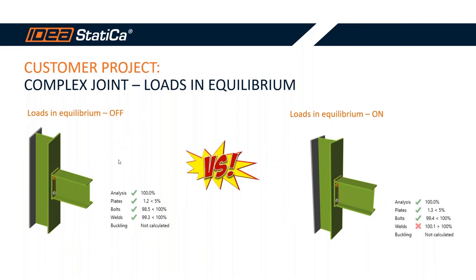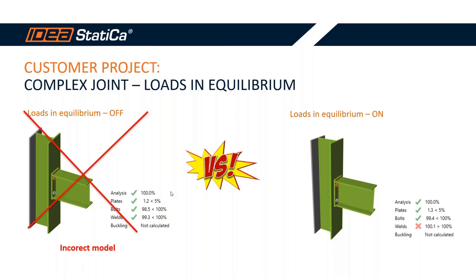And also, you can see the incorrect results when loads in equilibrium are off. On the left picture, it seems that the results are okay, but they aren't. The correct model is unsatisfactory. Maybe in this case, or for this model, you can tell me that the difference between the results is not so visible. And I agree with you, it depends from model to model.